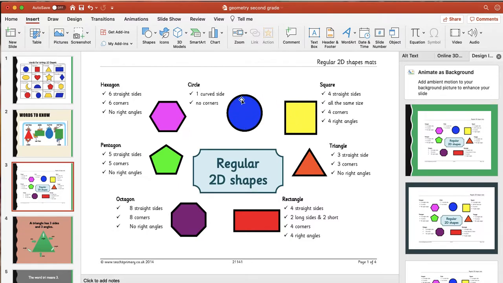And then we have a circle. It doesn't have any corners, and its side doesn't look like the rest of these shapes, which are lines. It has a curve, so we would say it has a curved side.